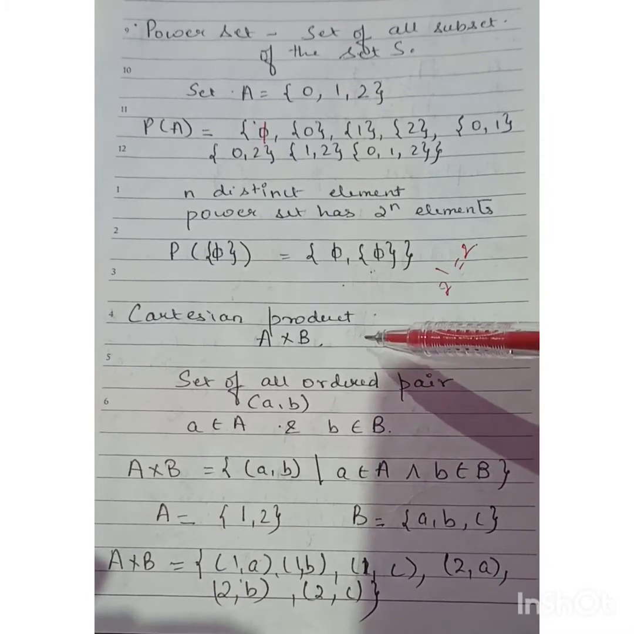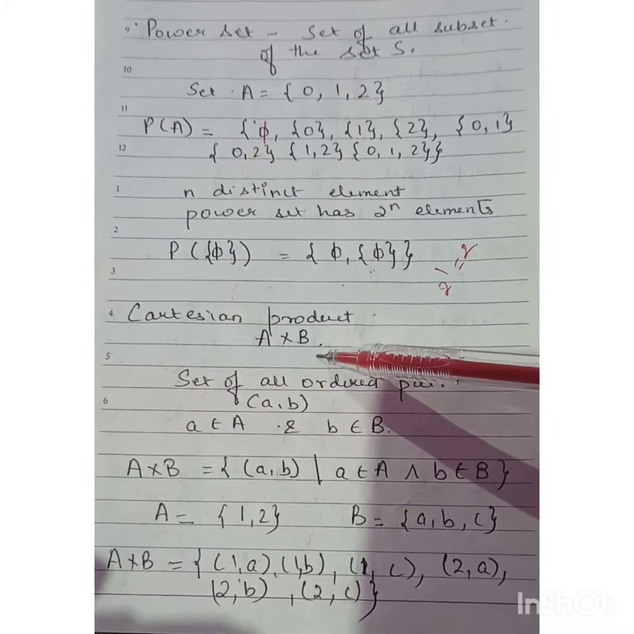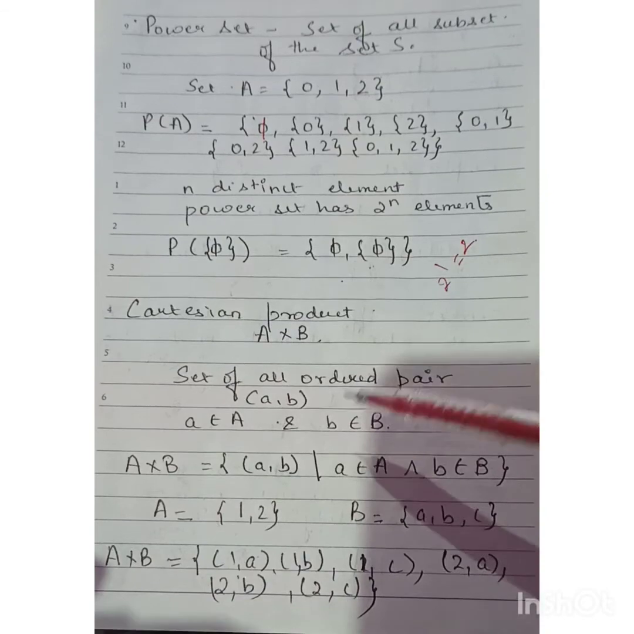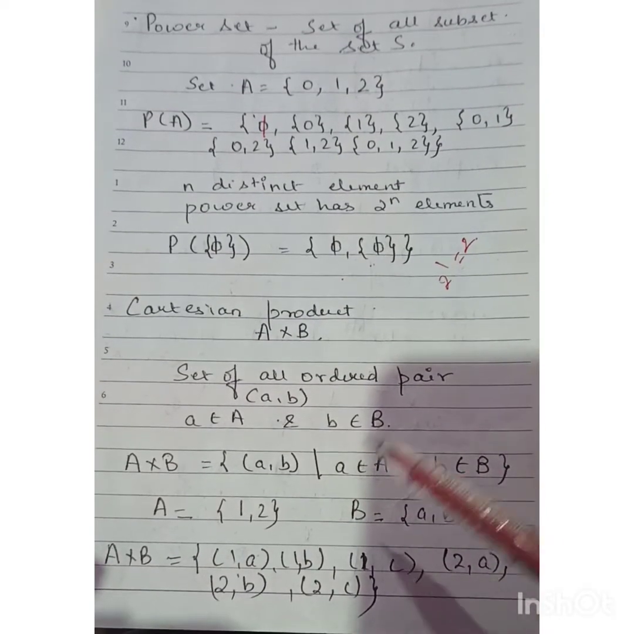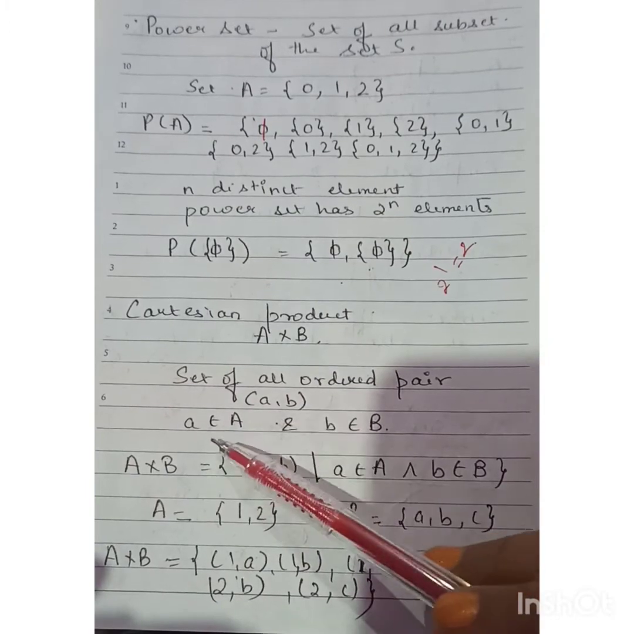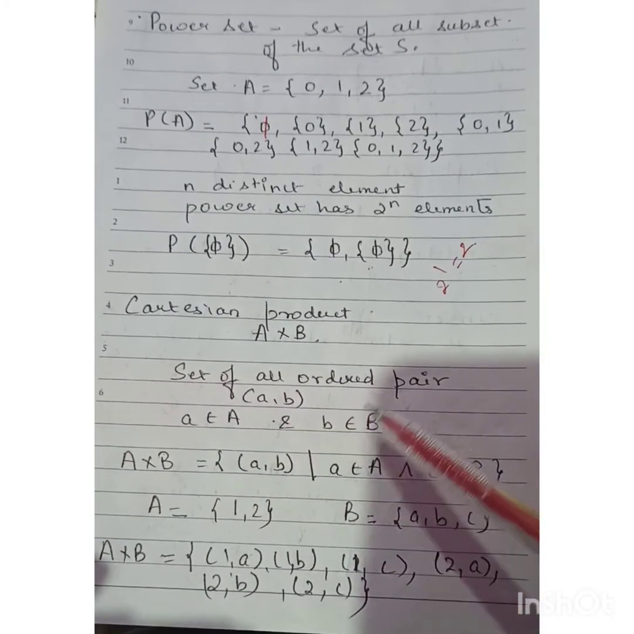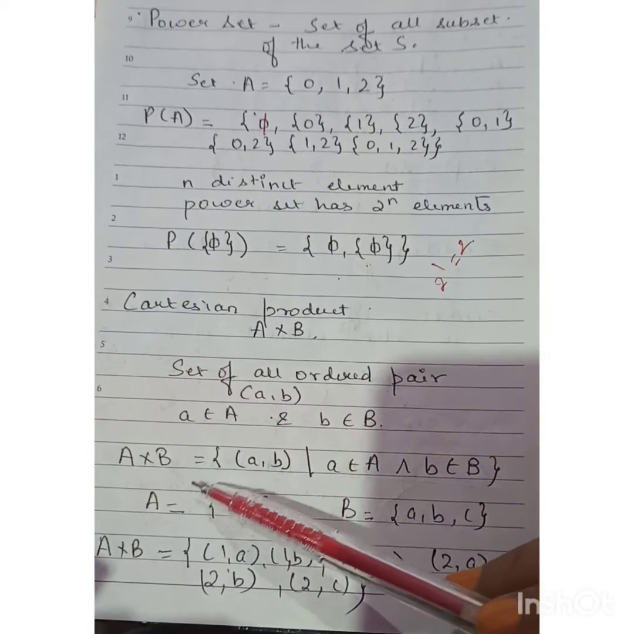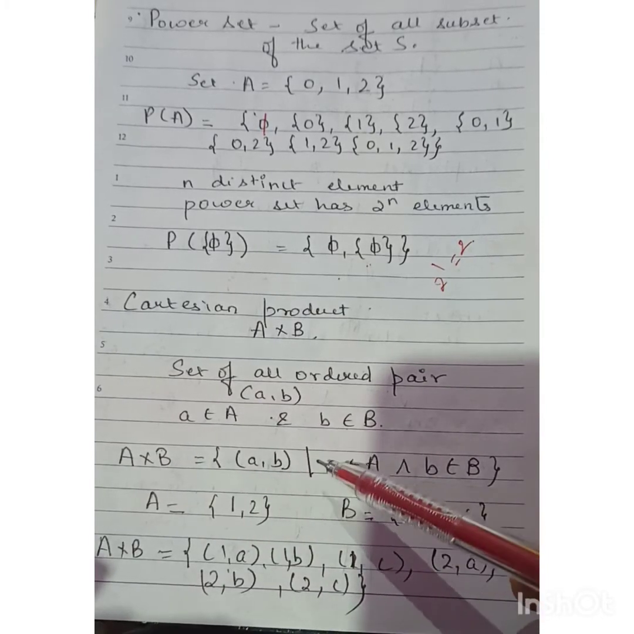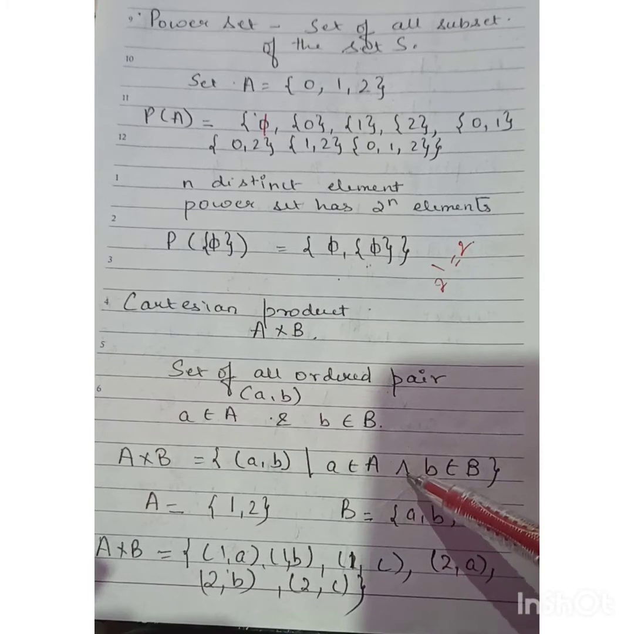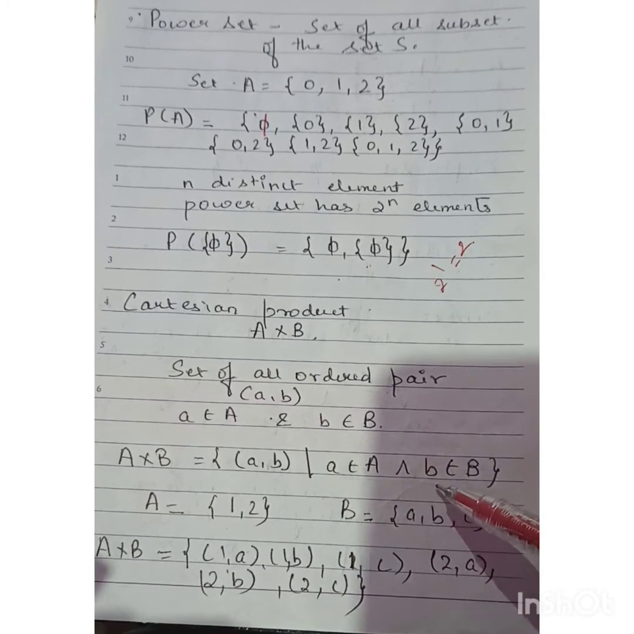Next topic is the Cartesian product, that is a cross multiplication of two sets A and B. That is, we have an ordered pair (a, b). Now we can consider an example, where a belongs to set A and b belongs to set B. The Cartesian product A cross B can be written as the ordered pair (a, b), where a belongs to A and both the conditions should be satisfied, b also belongs to set B.